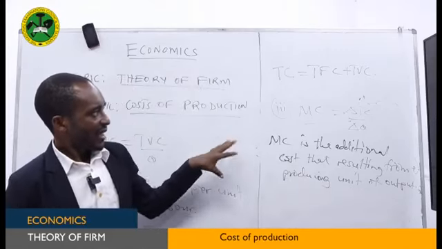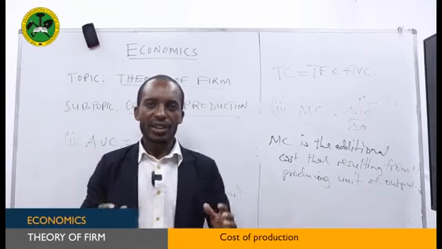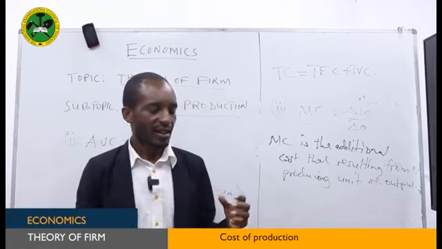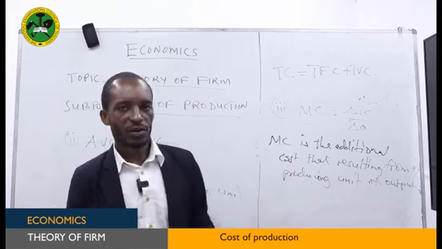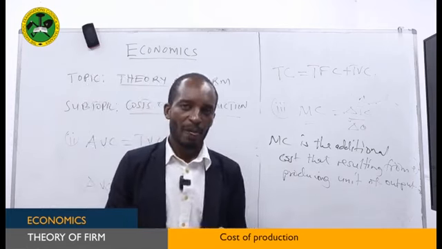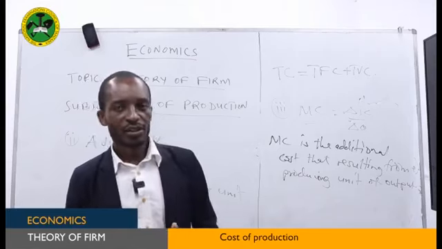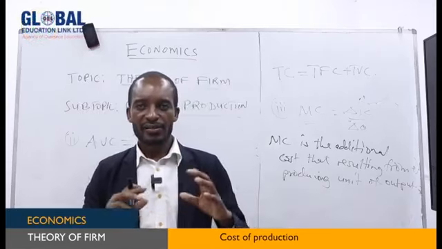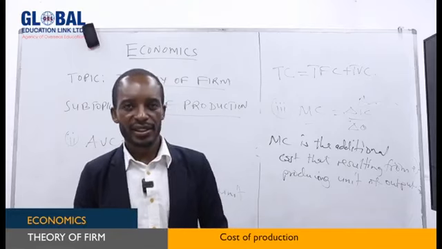Now, after discussing this, let us see how these costs are presented graphically, how to present the three concepts of costs, which are average total cost, average variable cost, and marginal cost, how we can present them graphically.